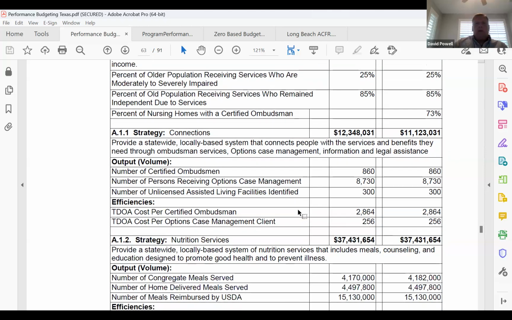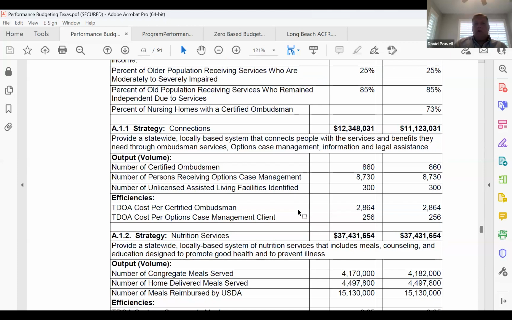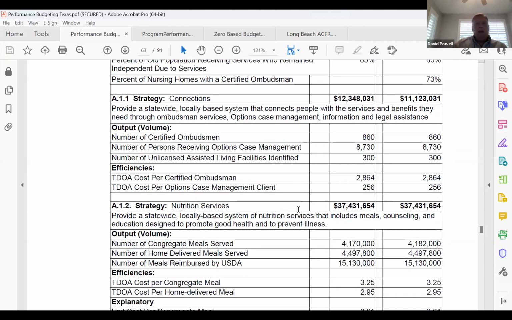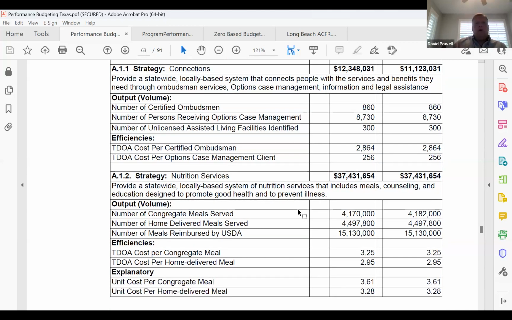Then we have another strategy, A12, which is nutrition services: provide a statewide, locally based system of nutrition services, which includes meals, counseling, and education designed to promote good health and to prevent illness. Again, what's the output? What are we creating with this? Here are the number of congregate meals that we will be serving. Here are the number of home delivered meals that will be served. Here are the number of meals that are being reimbursed by the USDA. Efficiencies, what's the cost per congregate meal? What's the cost per home delivered meal?